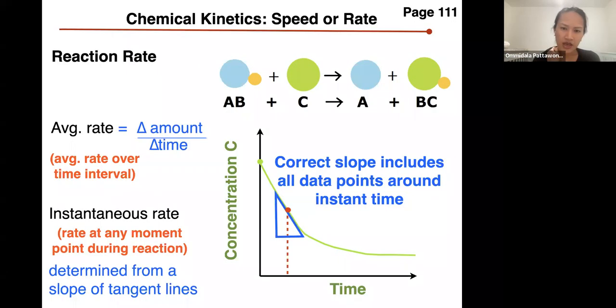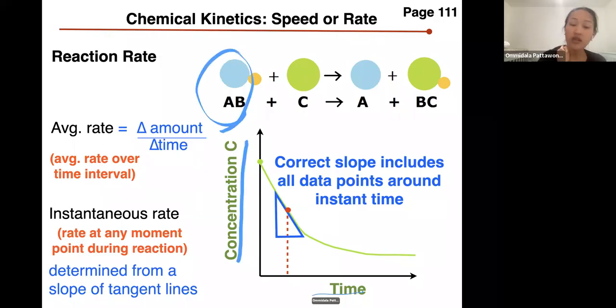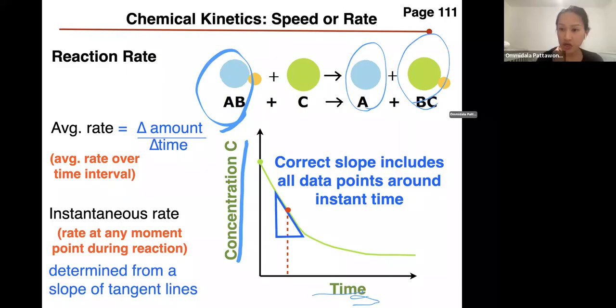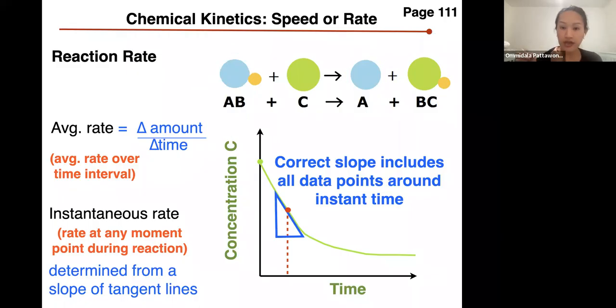You might ask me, why do you choose to plot the concentration of C? Can I plot the concentration of AB against time? The answer is yes, you can do that. You can also plot the concentration of A against time, and you can also plot the concentration of BC against time. So this can be any of those. In this case, I'm just giving you an example.